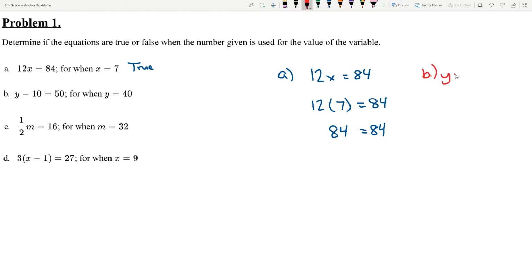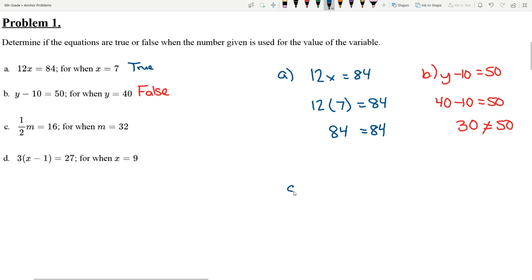We have y minus 10 equals 50. Does 40 work for a solution? Well, put in 40. Does 40 minus 10 equal 50? Well, 40 minus 10 is 30. 30 equals 50? I don't think so. 30 is not equal to 50, so this is a false statement.